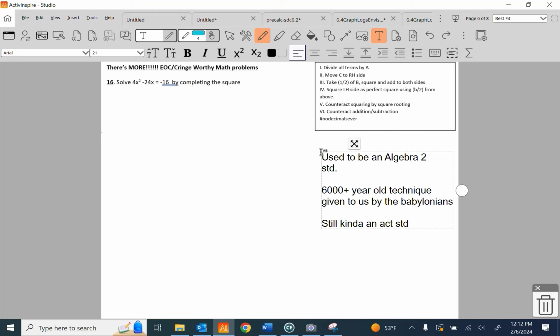Anyways, I left the instructions in here, and you've got all the steps off here. First step is to divide all terms by a. So I'm going to go through and do my division.